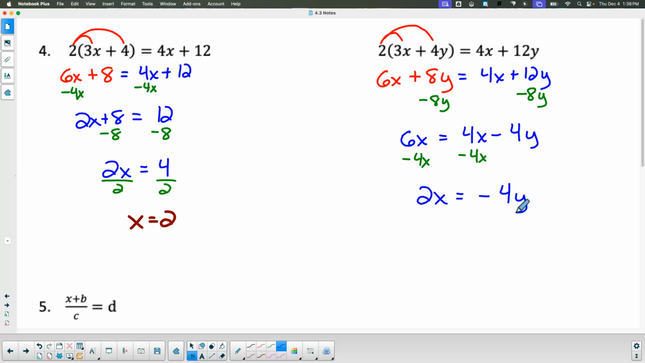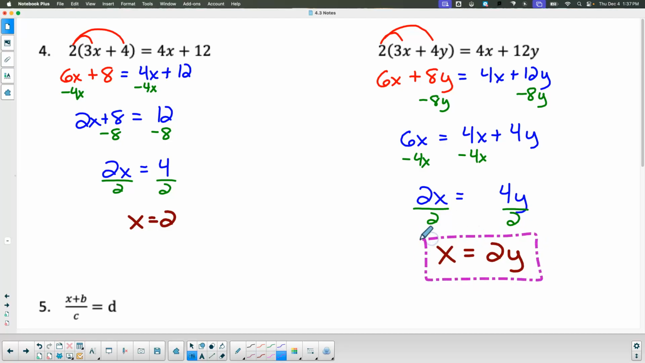I don't know why I put minus 4y there. That should be plus 4y. There we go. Trying to figure out how it got negative. X is going to equal 2y. Is what I get for that one. Yes? Concur? Okay.